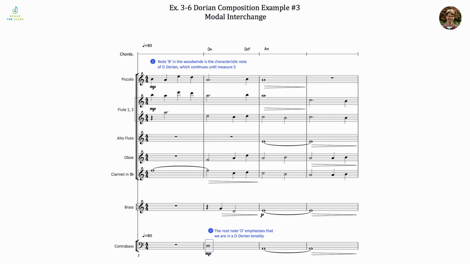This piece is a bit longer than others, running just over a minute. So here it is, example 3-6.